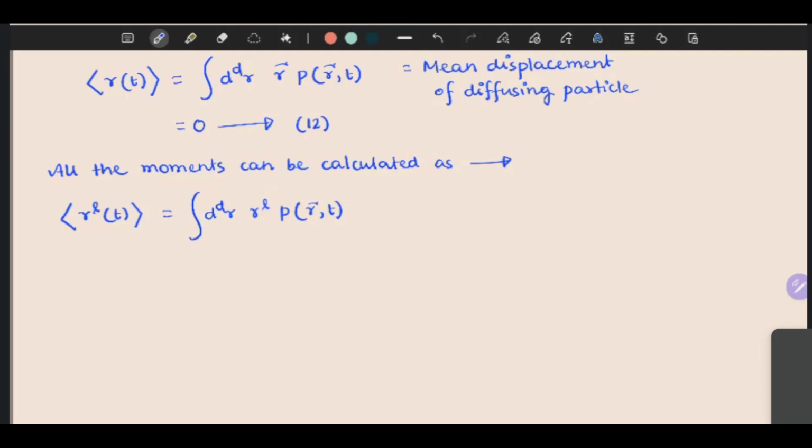Since it is distance, it becomes the integral from 0 to infinity of dr, d omega, d r to the power d plus L minus 1. So this is a volume element, right? This is the volume element d omega d r^(d-1), times P(r,t).